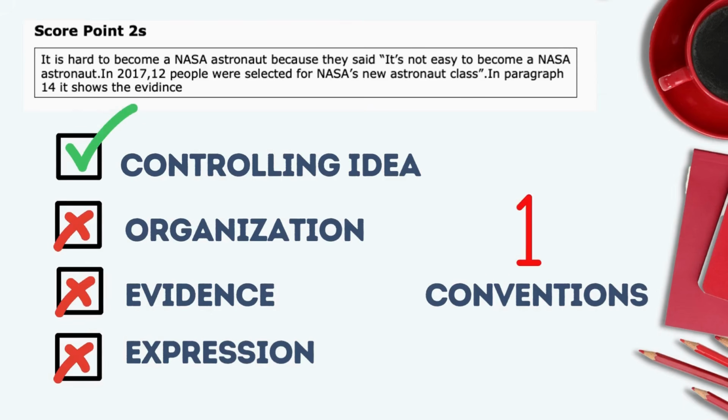And here the conventions are a 1 because the student is showing just an inconsistent command for conventions. There are several errors in punctuation, a missing comma, and spelling, but the reader can still understand the writer's thoughts here.